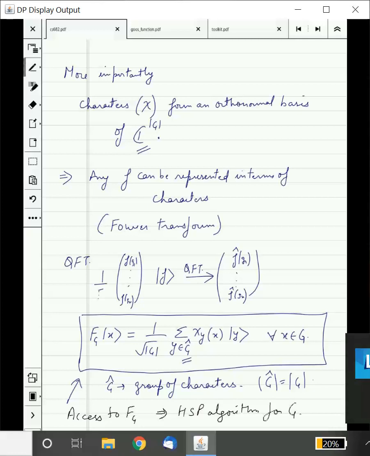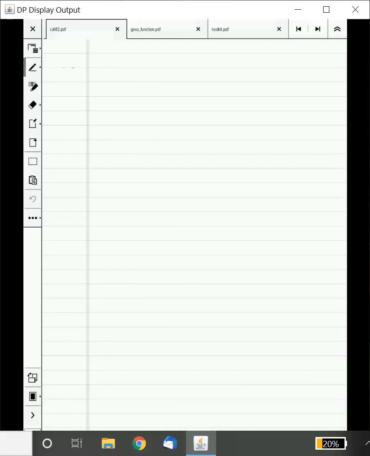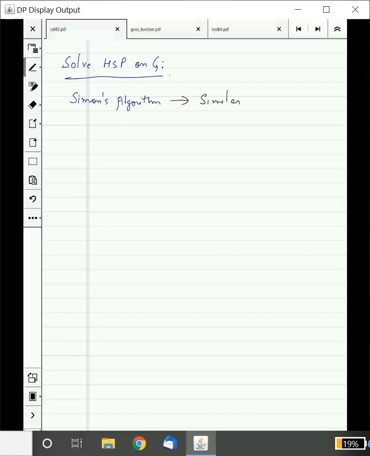With all the preparation, we are ready to solve HSP on G. Let's see how to do it. Notice that the technique I am going to show is similar to Simon's algorithm. This is a generalization of Simon's algorithm, and a similar technique will even be applied for Shor's algorithm. This procedure I am telling you is pretty standard and has been used in many cases.